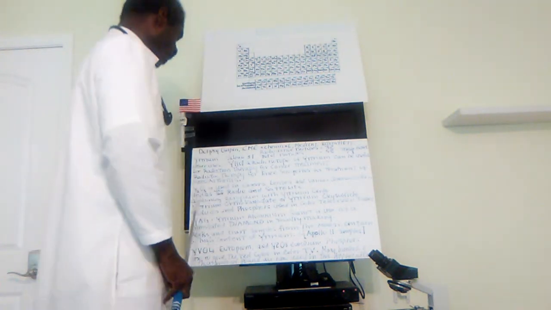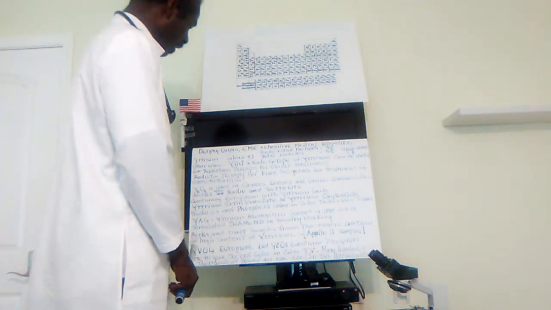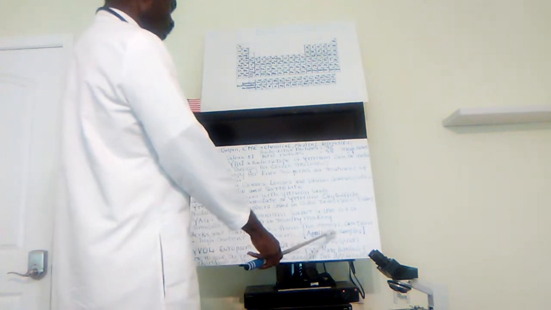And also another particular fact with this yttrium is that when the Apollo 11 or 12 went to the moon and they retrieved some of the moon rocks, they were found to contain a high content of yttrium.